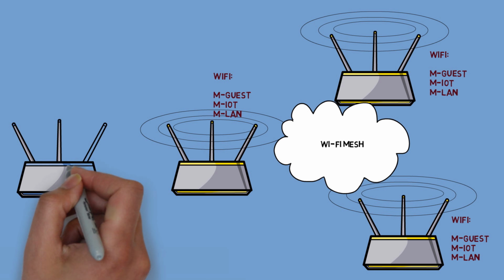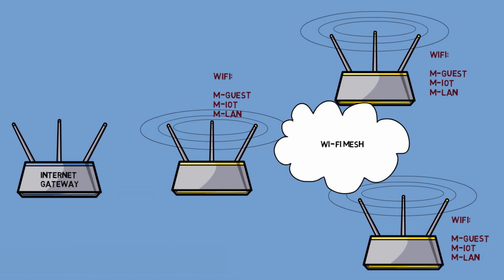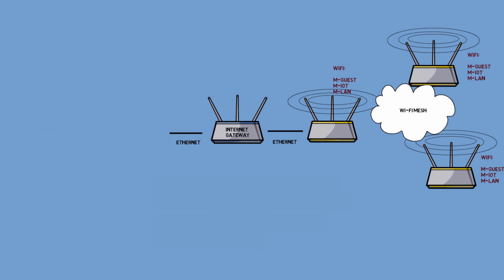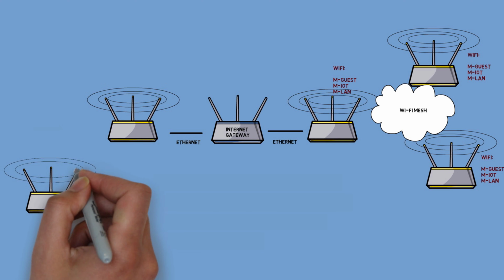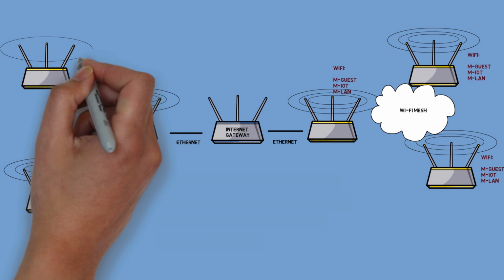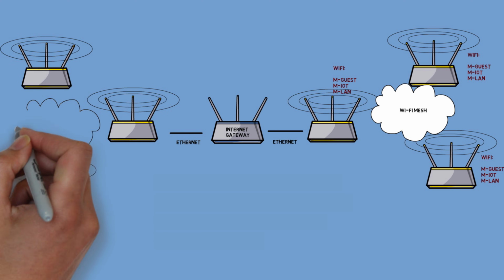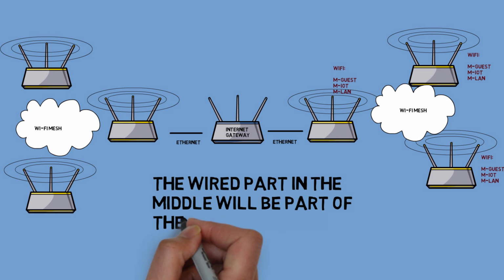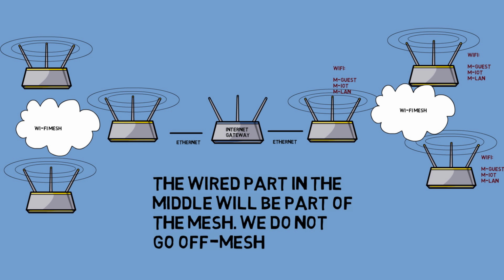Alternatively, we may have something like this. If our internet gateway does not have Wi-Fi, then we may as well include a wired section in the mesh. That's a big advantage of using Batman Advanced. You don't have to go off mesh at the intersection between wire and Wi-Fi if you have wired sections. In this example, the middle part would still be part of the mesh, but rather than going over Wi-Fi, it would go over Ethernet or maybe even a VLAN.